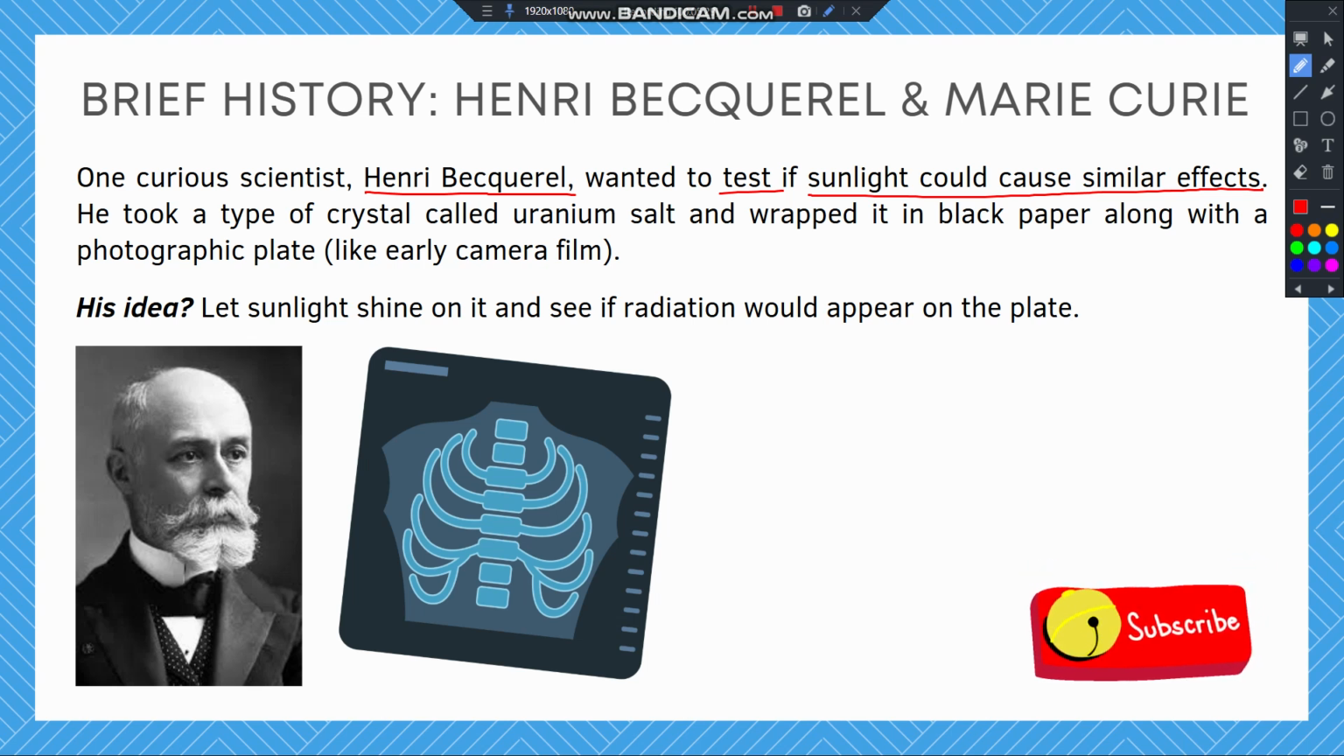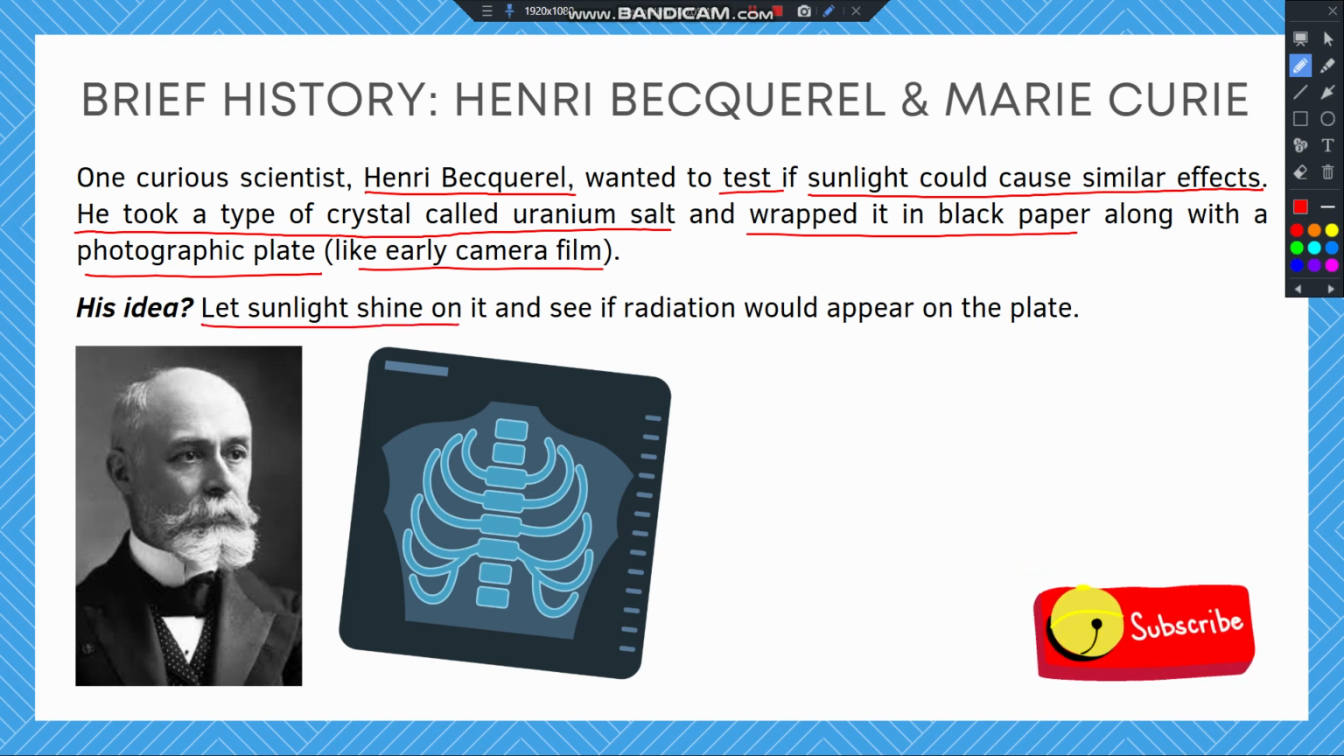So Henri Becquerel wanted to see if the sunlight could cause a similar effect. So what did he do? He took a type of crystal called uranium salt, and then he wrapped it in black paper along with a photographic plate, like the early camera film. What was his idea? He wanted the sunlight to shine on it to see if radiation would appear on the plate and if an image would be formed.